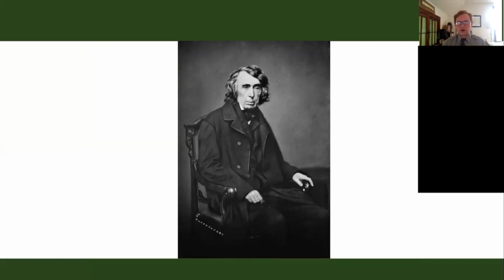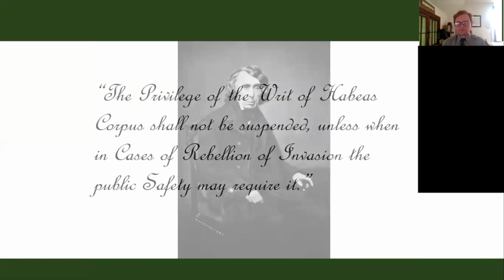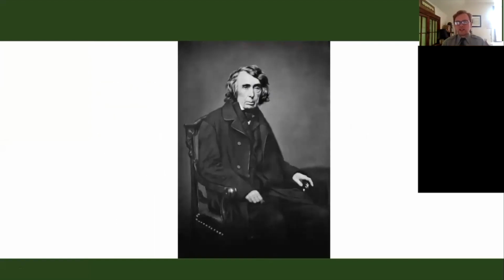This provision Merryman cites is in Article 1, Section 9, Clause 2, which says, "The privilege of the writ of habeas corpus shall not be suspended, unless when in cases of rebellion or invasion the public safety may require it." So, again, being found in Article 1, this is going to be central to Merryman's argument. Chief Justice Taney agrees with Merryman in his opinion, and that Lincoln, without the aid of Congress, cannot suspend the writ.